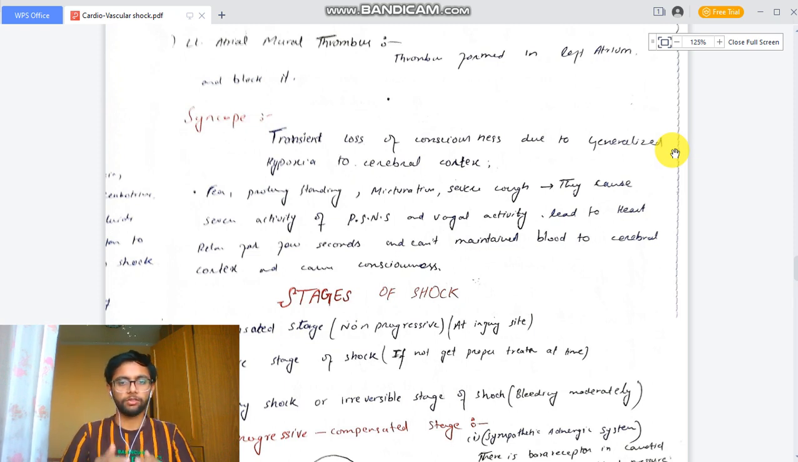Now we will discuss the stages of shock. During shock, there are three stages. In the first stage we can recover easily. The second stage should be treated in hospital as an emergency, otherwise you can die. In the third stage, damage is done all over our body, and even after treatment there is very little chance of survival.